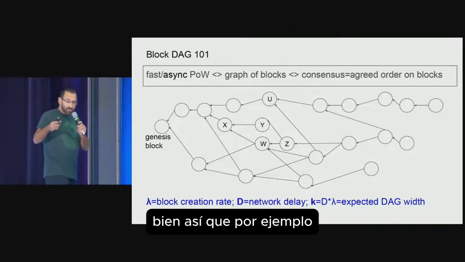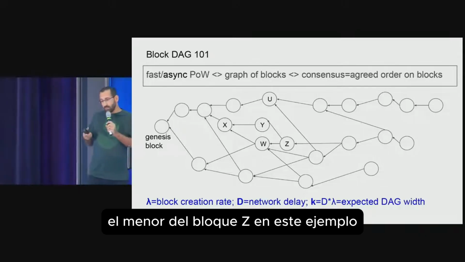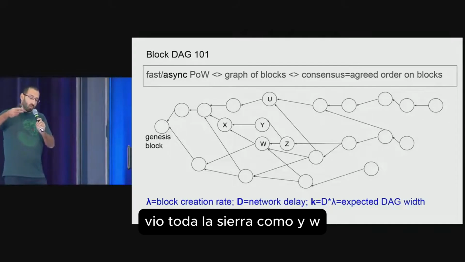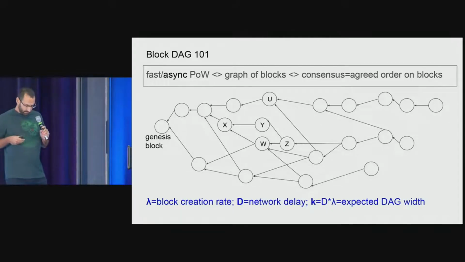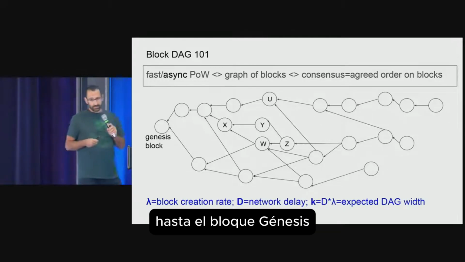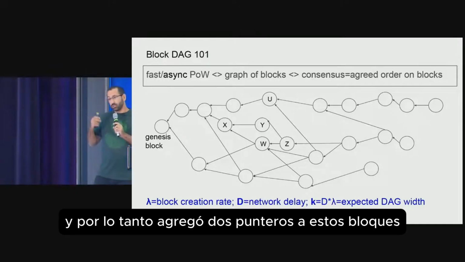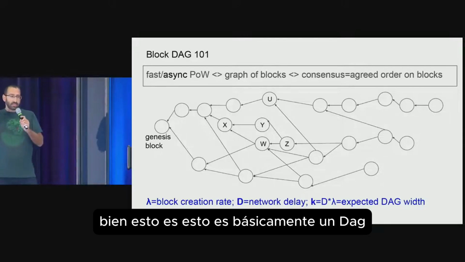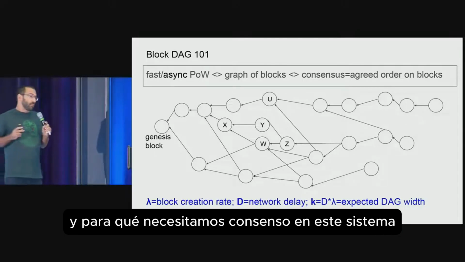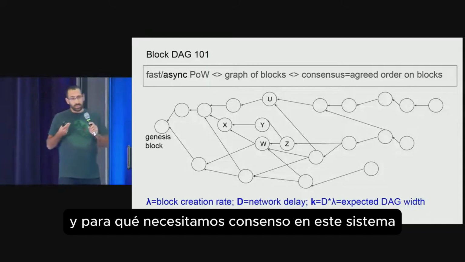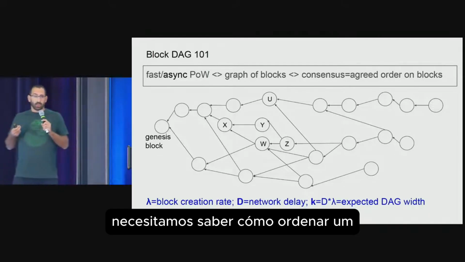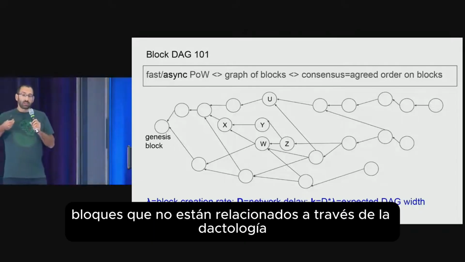Okay, so for instance, the miner of block Z in this example saw Y, W, X, and so on until the genesis block, and therefore added 2 pointers to these blocks. This is basically a DAG, and what do we need consensus for in this system? We need to know how to order blocks that are not related through the DAG topology.